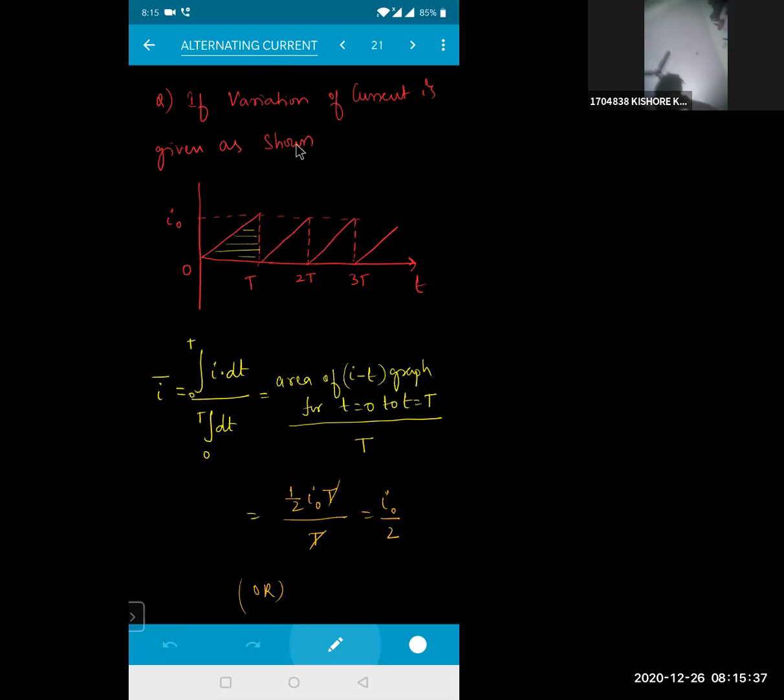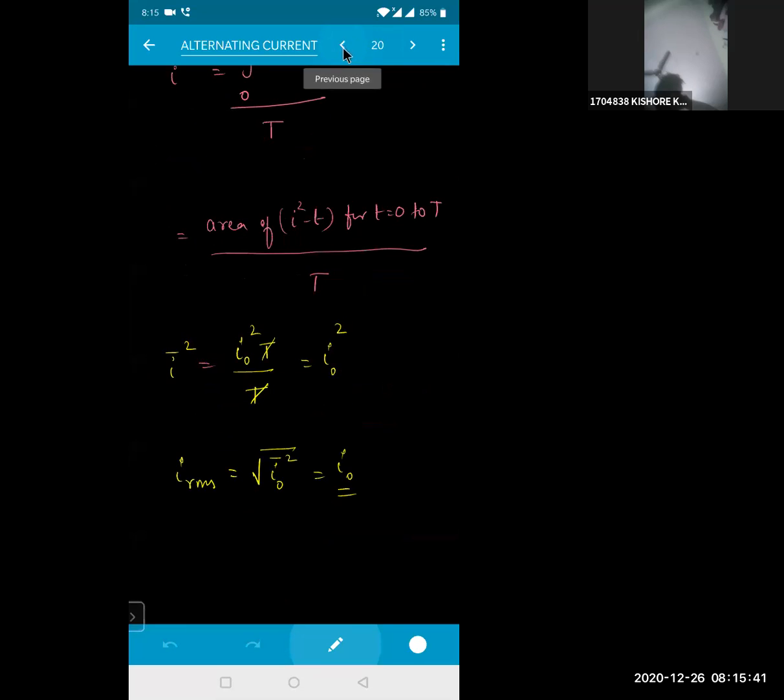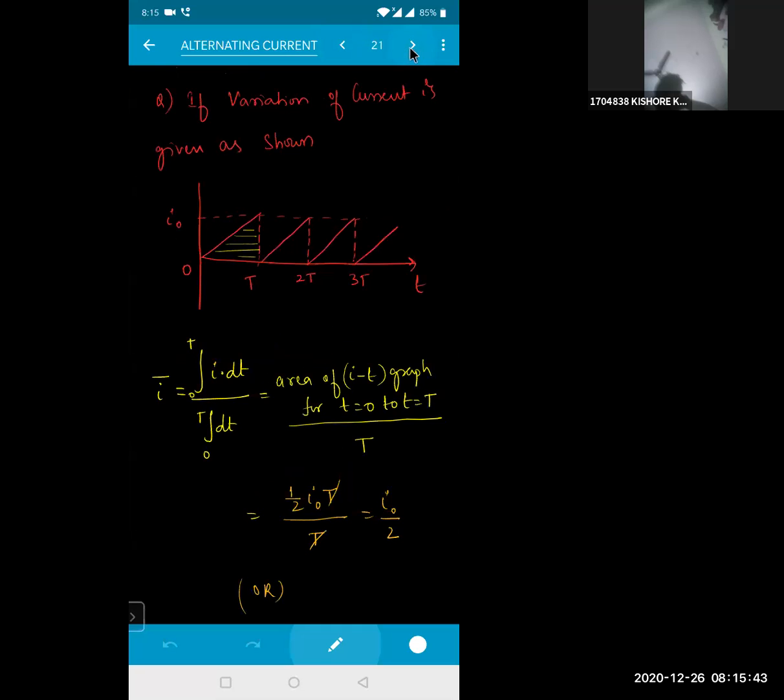So we started with AC. In the last part of the class, we covered some of the relations of your I average values and I RMS values. I hope you remember them, how to calculate the I average as well as the I RMS part of the relation.